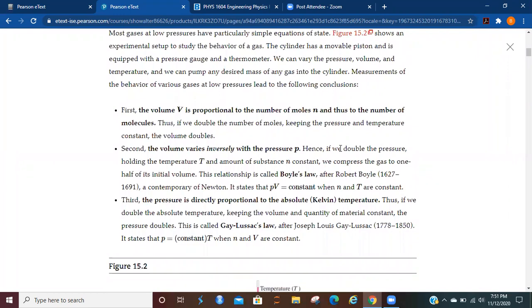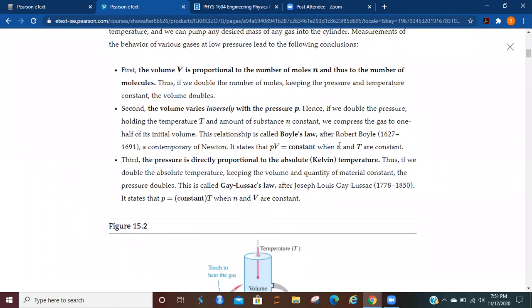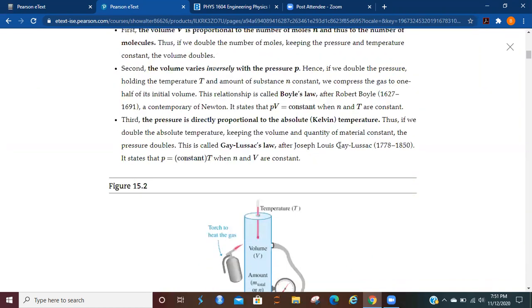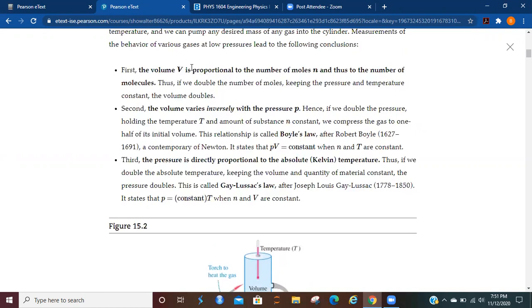So first, the volume is going to be proportional to the number of moles and thus to the number of molecules. That makes sense. I mean, the more space that you have there, or the more molecules you have here, the more space that it can take up. So you can see how this might be proportional to this.